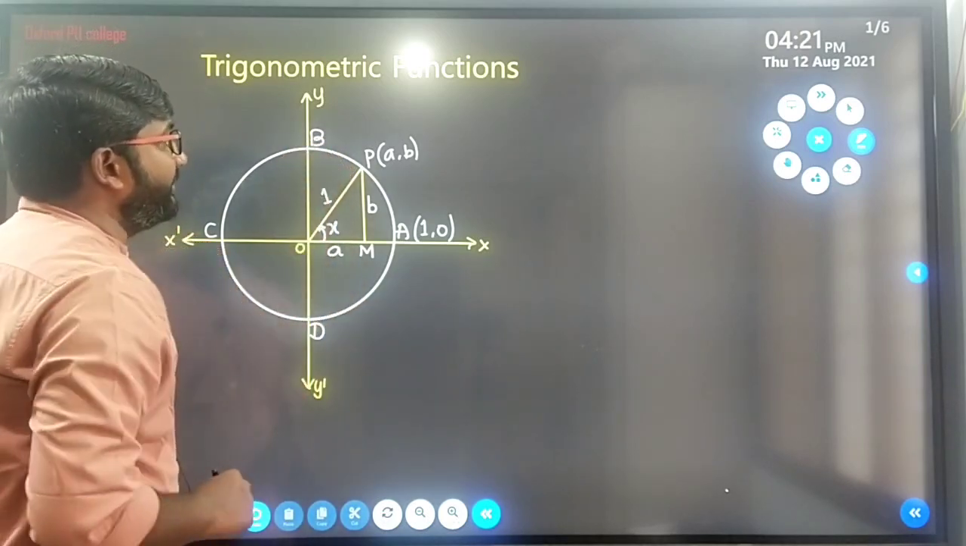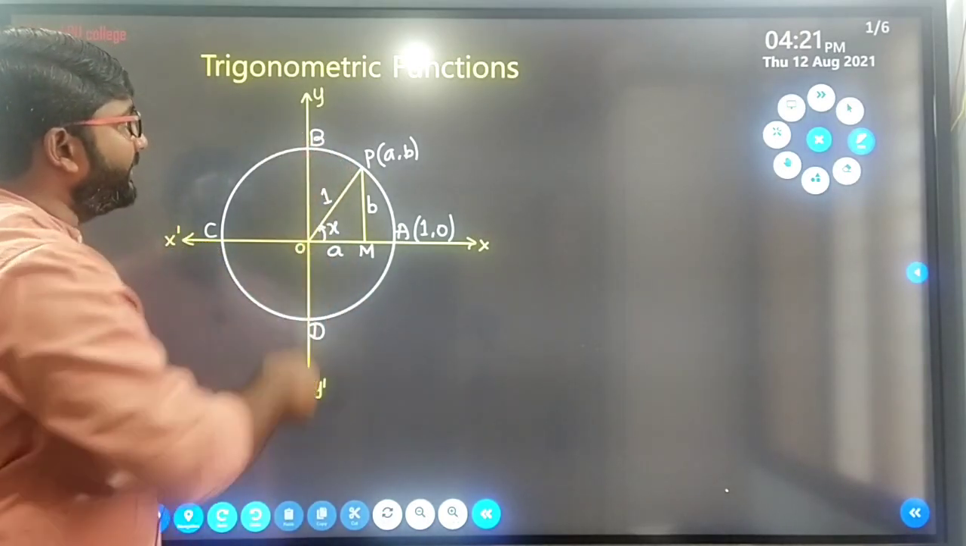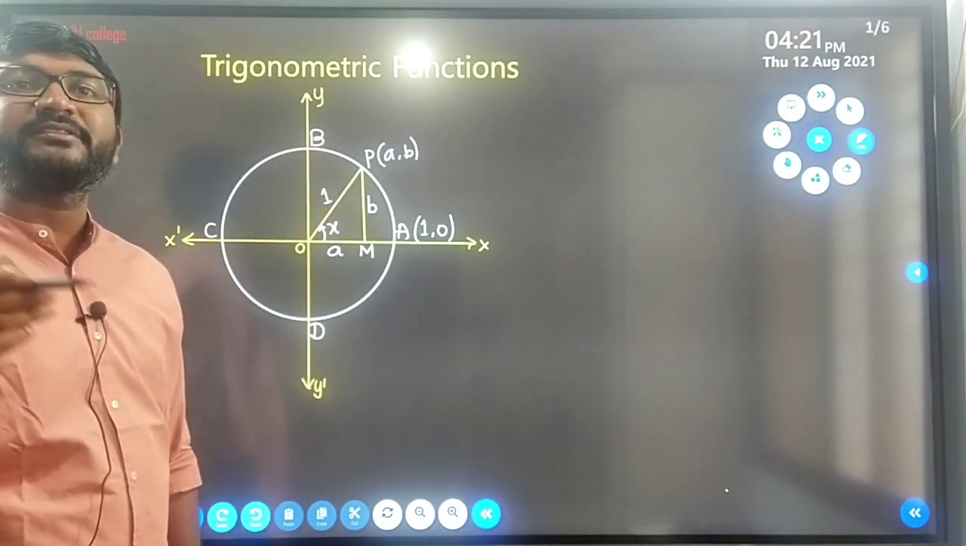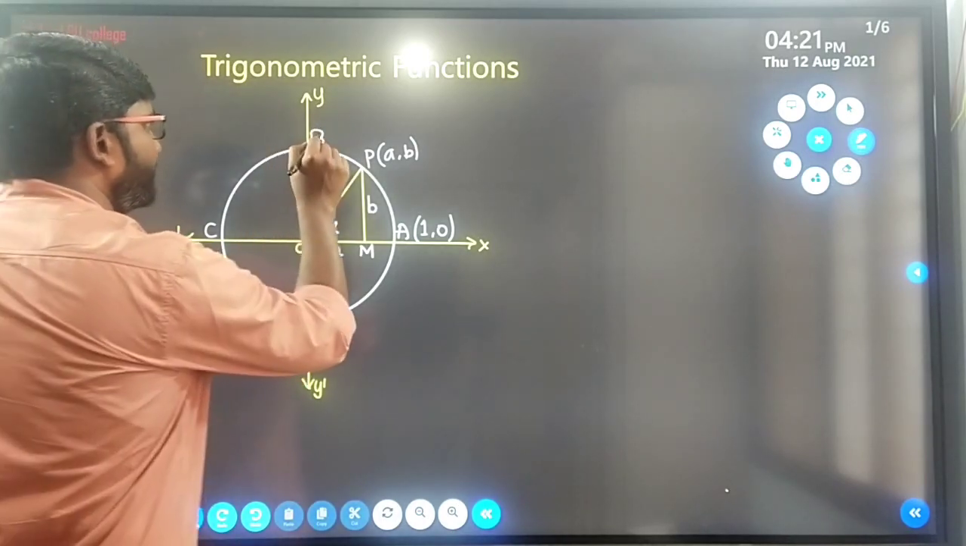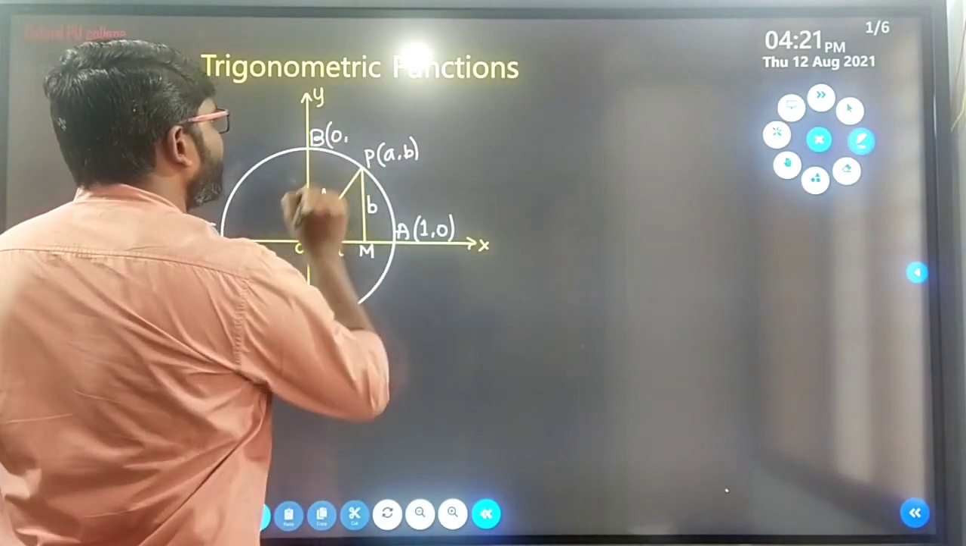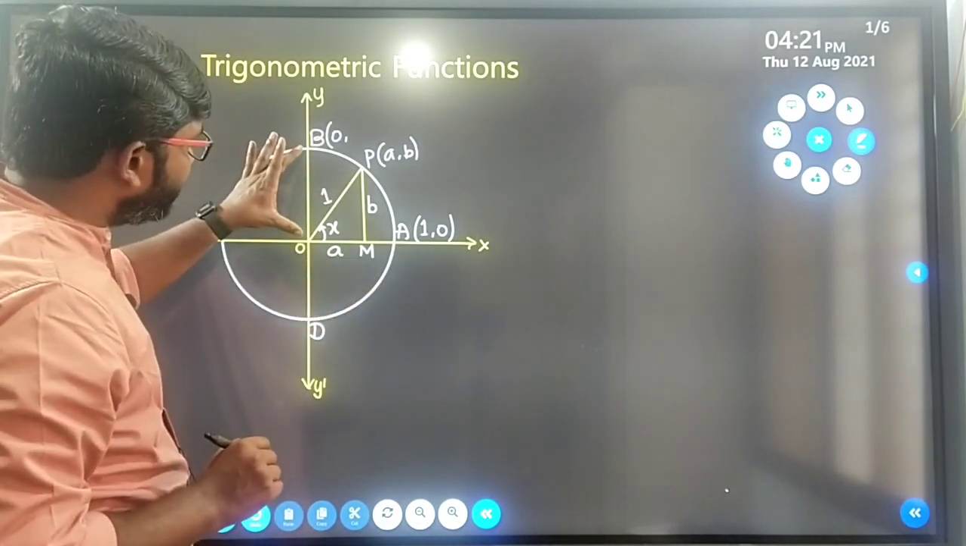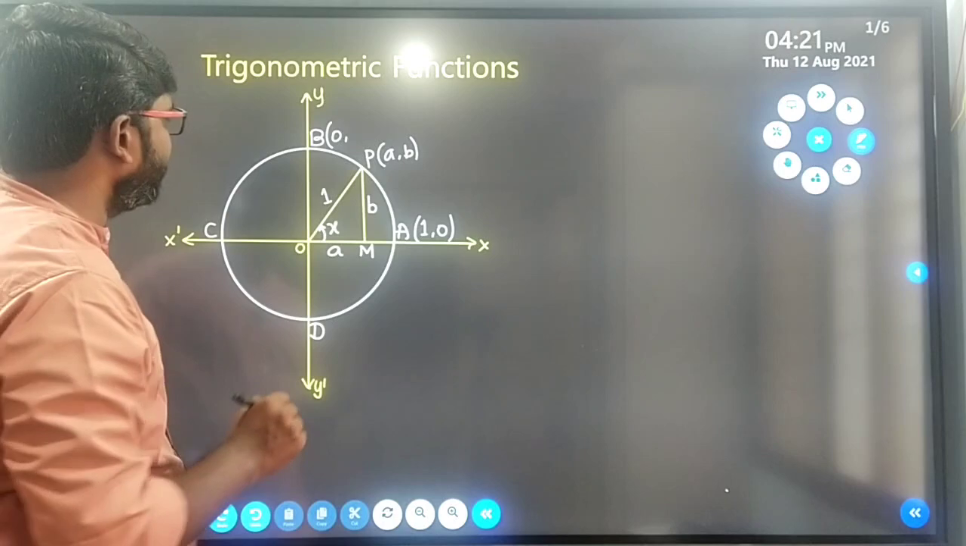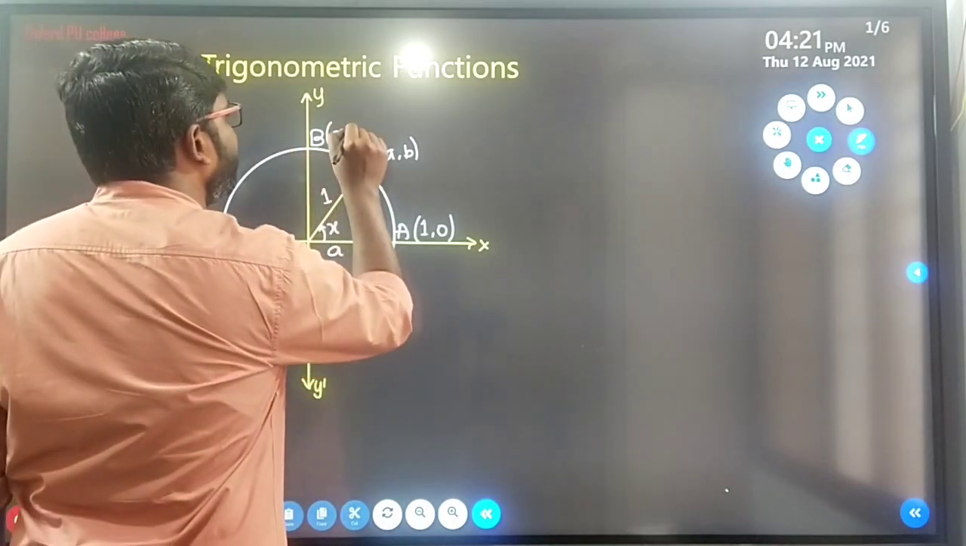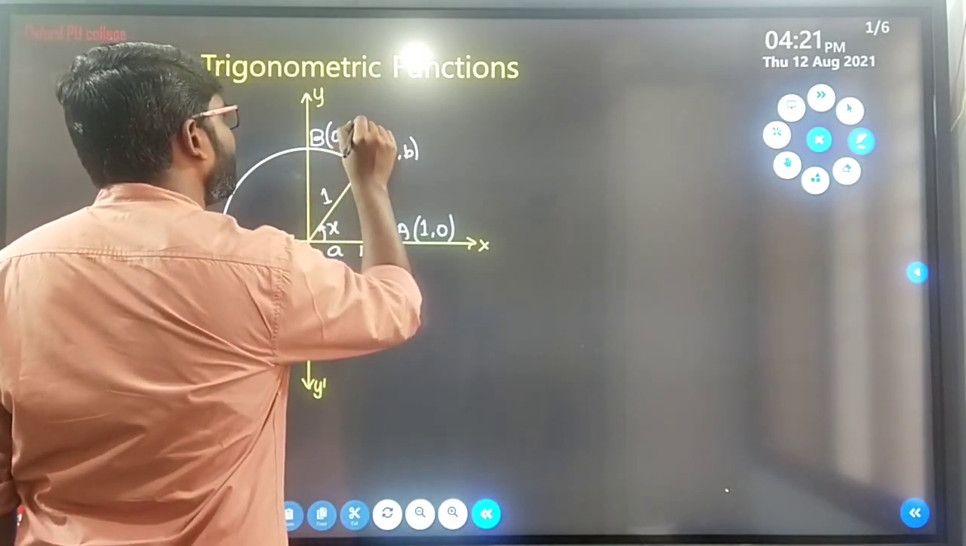Now come to the point B. The point B is on the y-axis. That means the x coordinate must be 0. So here the x coordinate must be 0. Then what will be the y coordinate? This is going to be the y coordinate. That is the radius. Here the radius is 1 unit. So it is (0, 1).